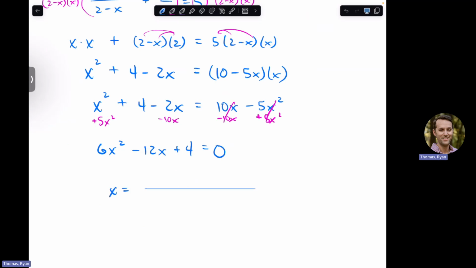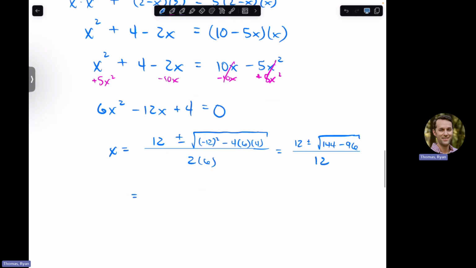All right. Negative b plus or minus the square root of b squared minus 4ac, over 2a. 4 times 6 is 24, times 4 again is 96. Over 12. Okay, yeah, so this is not going to have pretty solutions.